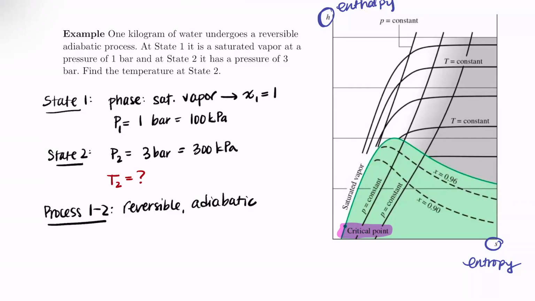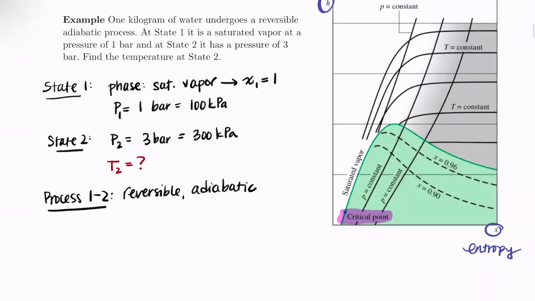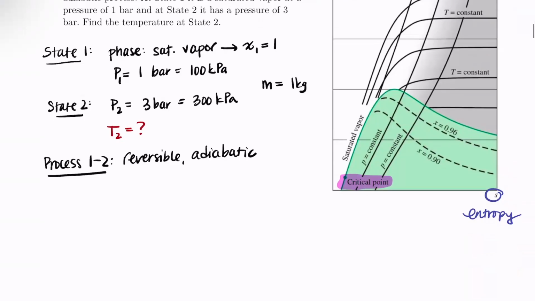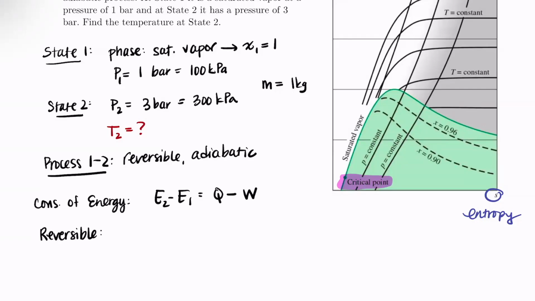Okay. So, oh, and then we have M is equal to 1 kilogram. Okay. So let's write down our conservation of energy, which is E2 minus E1 is equal to Q minus W. We also have a reversible process, so we can write down our statement of the Clausius inequality as the following.